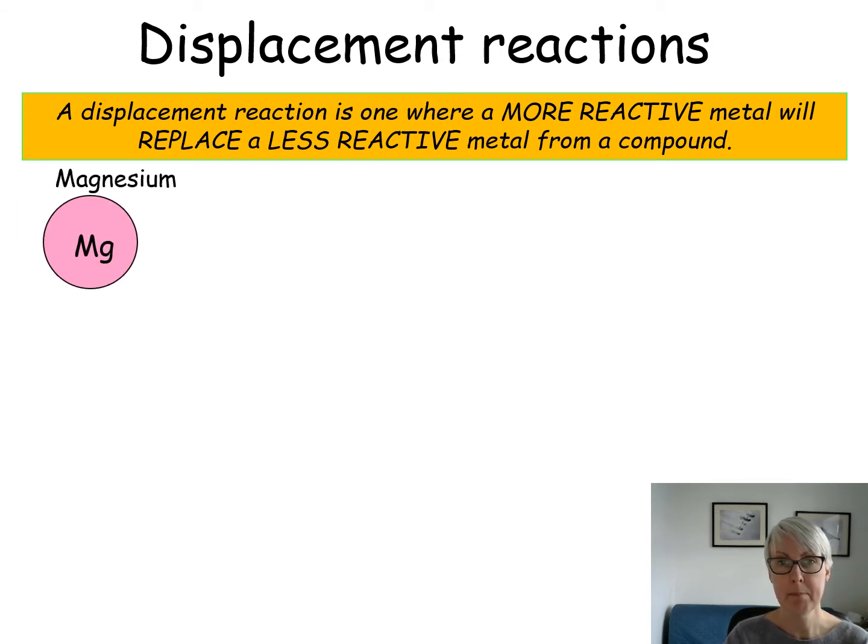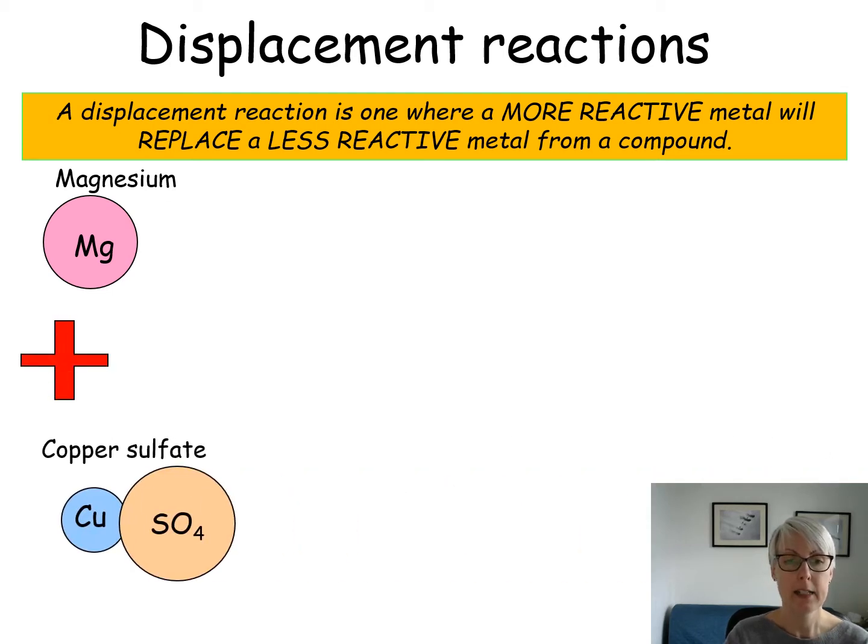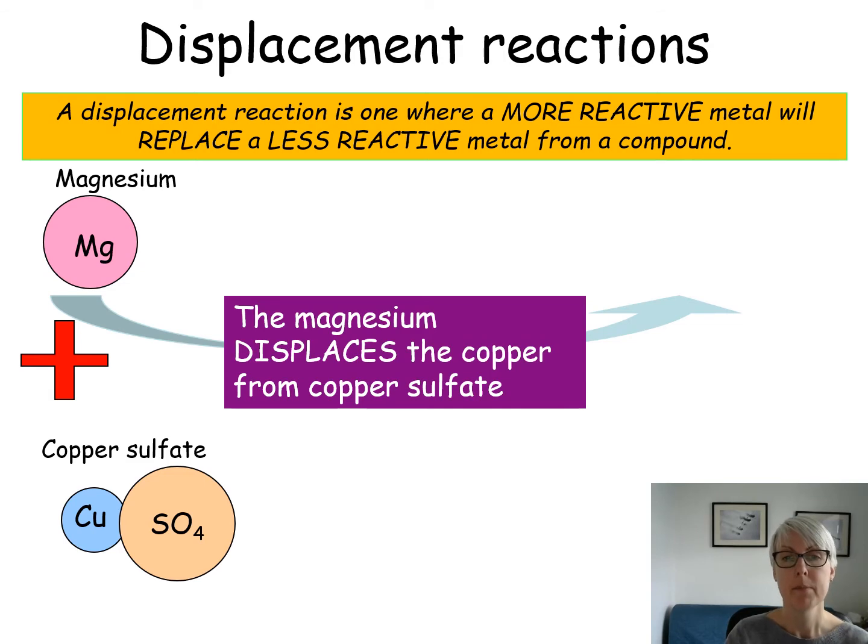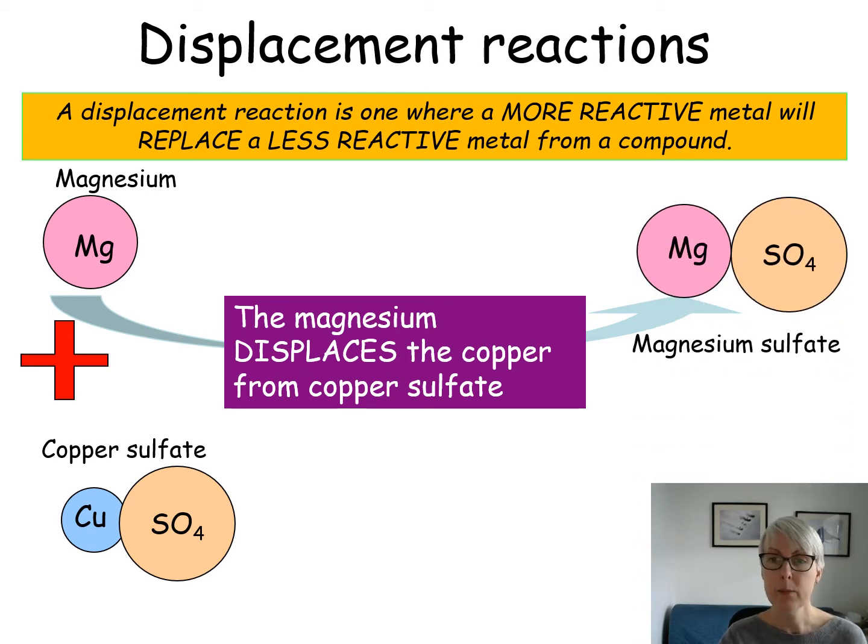So there's magnesium, a reasonably reactive metal, as we found out last lesson, and if we put that in with some copper sulfate, copper is lower down on the reactivity series, and so the magnesium can displace the copper from the copper sulfate, and we'll end up with magnesium sulfate plus, oops, that should say under there, that should be our copper separately. I'm kind of in the way for that. Okay.